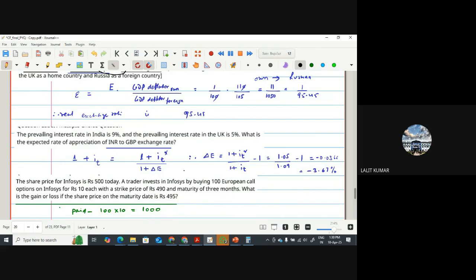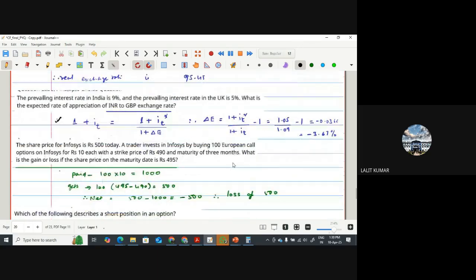This is straight away from the formula 1 plus i is equal to 1 plus i star divided by delta E, and using delta E, we can calculate. They have asked only the expected rate of appreciation. So the expected rate of appreciation is delta E.